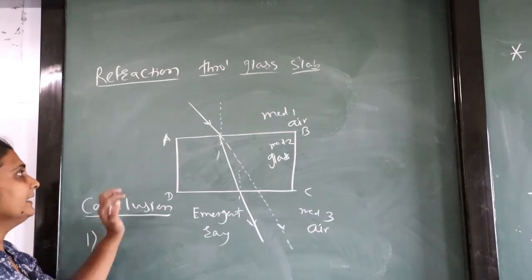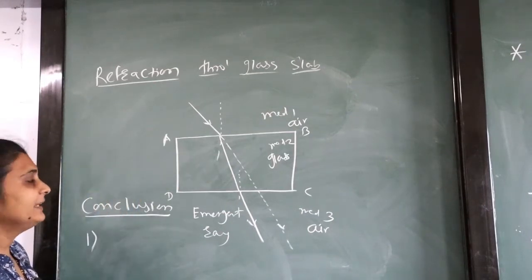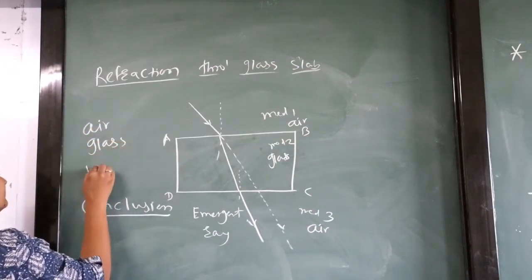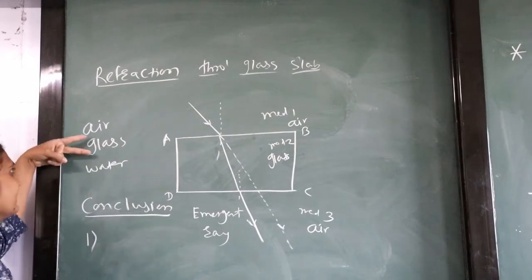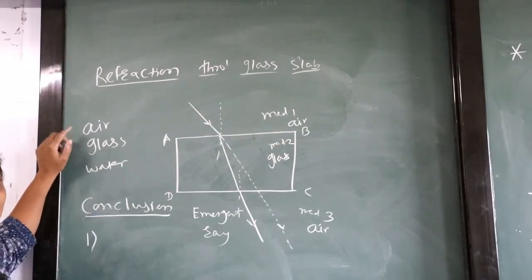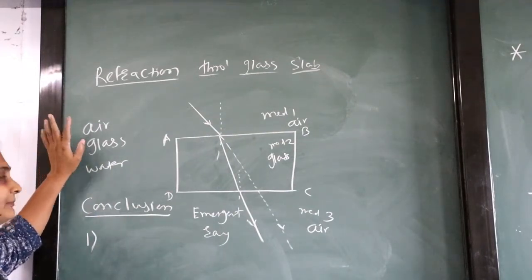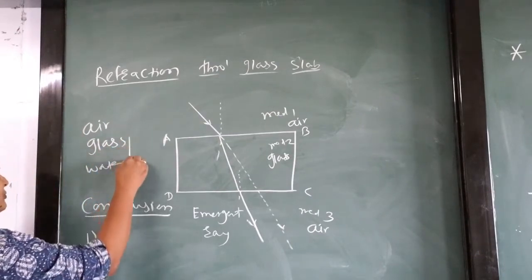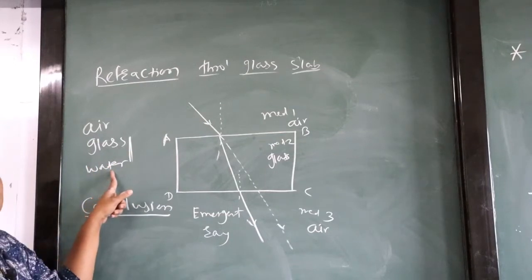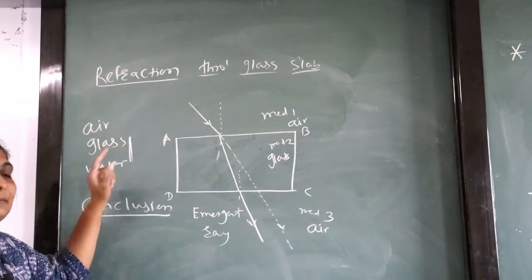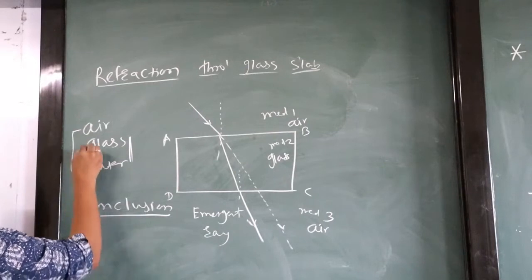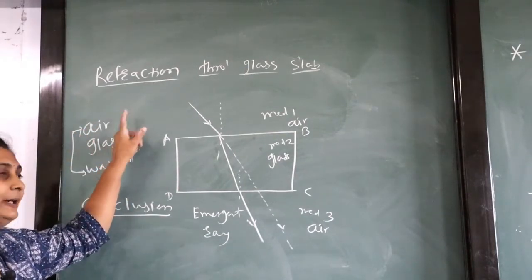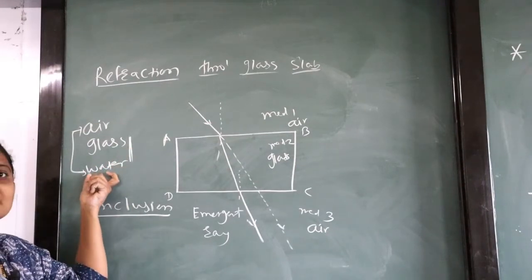First, consider air medium, glass medium and water. If you consider air and glass, air is called the rarer medium and glass is called the denser medium. If you consider water and glass, water is the rarer medium and glass is the denser medium. If you consider air and water, then air is the rarer medium and water is the denser medium.